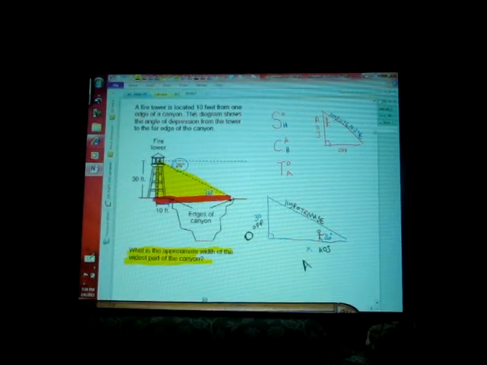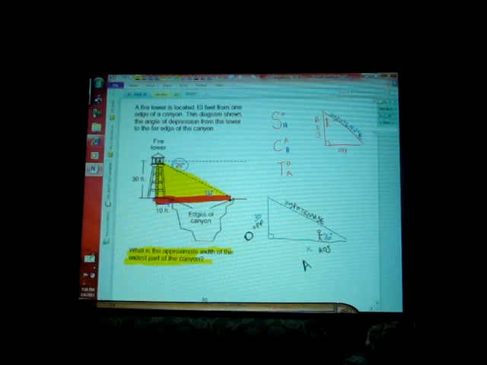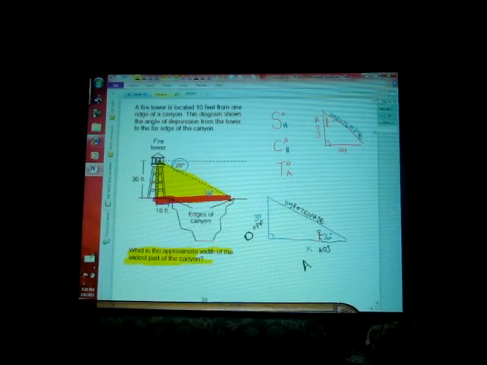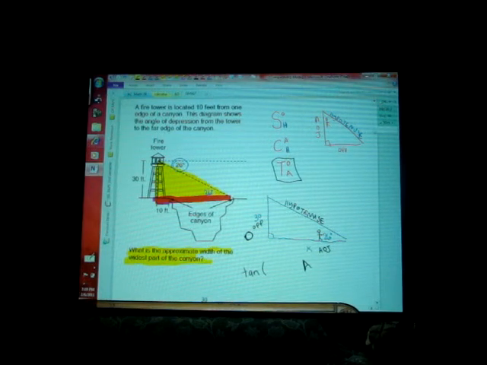So you have to look at SOHCAHTOA. Those are the three that you have to remember. OA, OA, OA. Which one is that? That's tangent, okay? Tangent is the one you're using. So you do tangent of the angle.